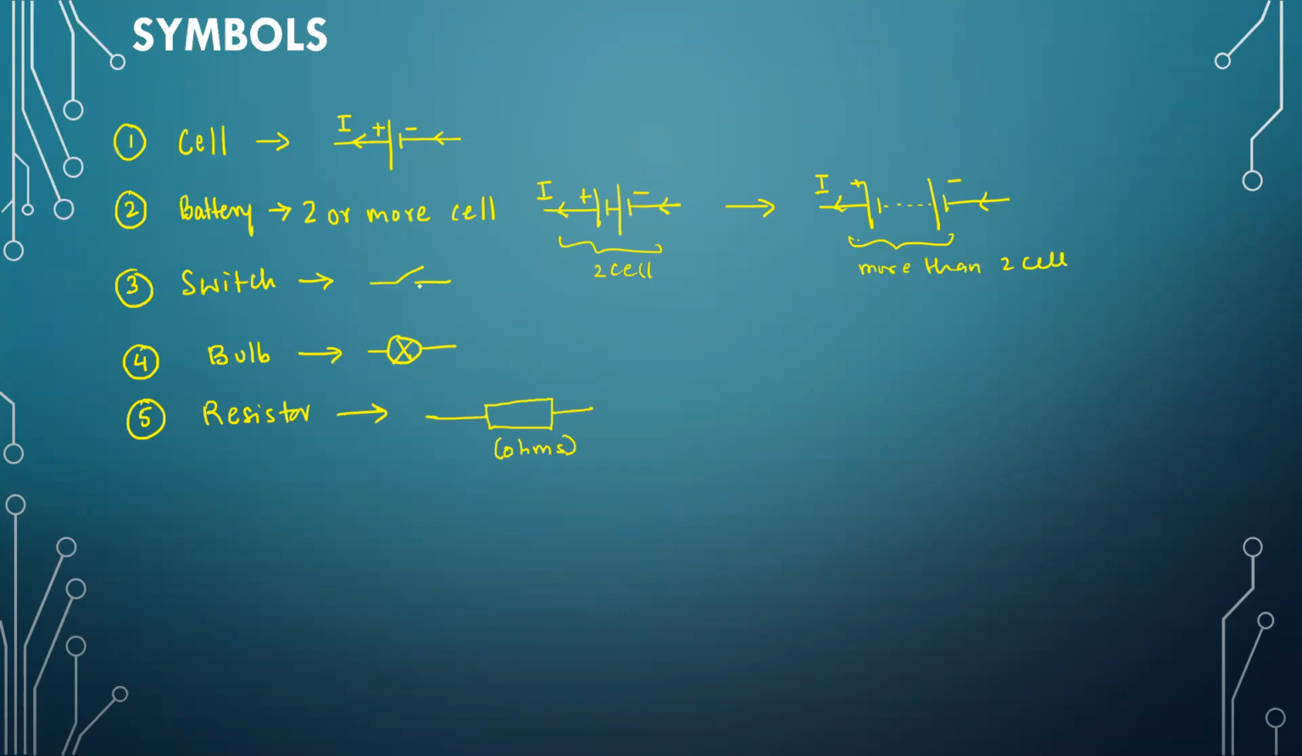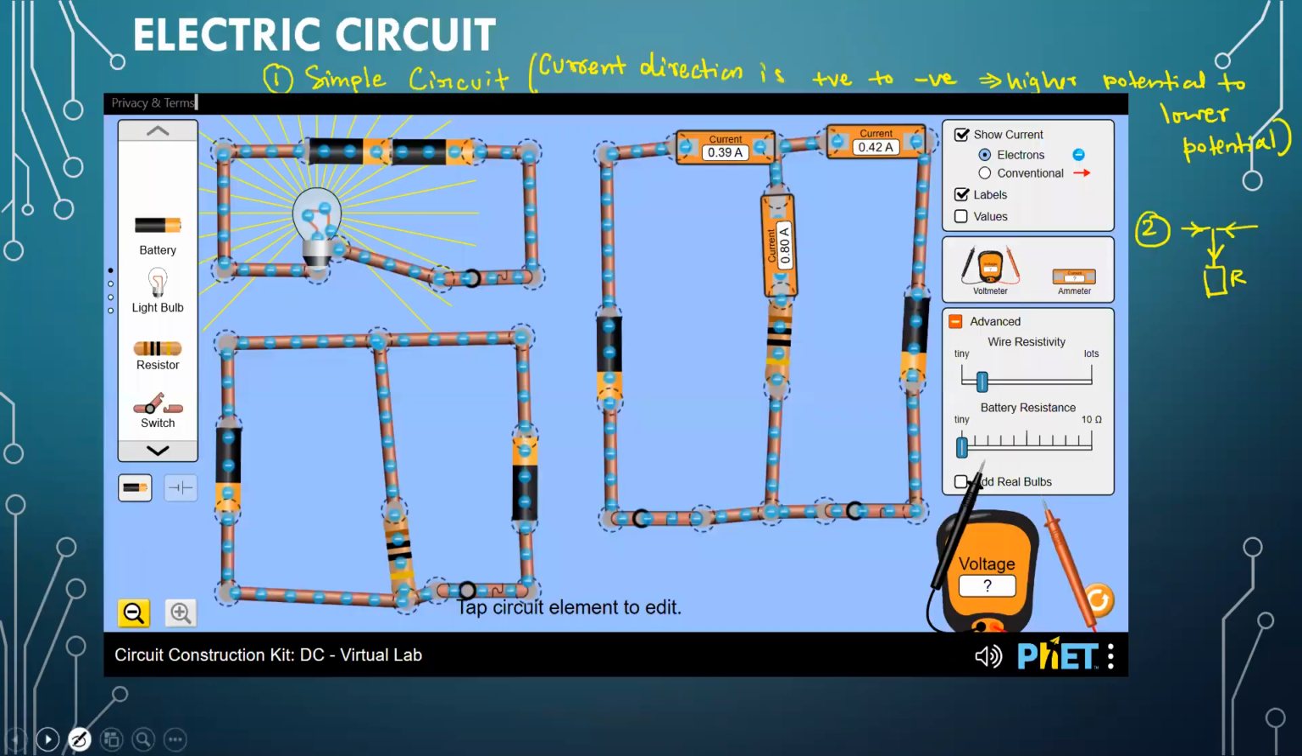Switch, which we will not be using much, but in case we have to, we will be using this way. Bulb, we are going to use the X symbol within a circle. Resistor, we are going to use this symbol. So let's begin. Now here we have a very simple circuit, which I have just designed using our simulation.